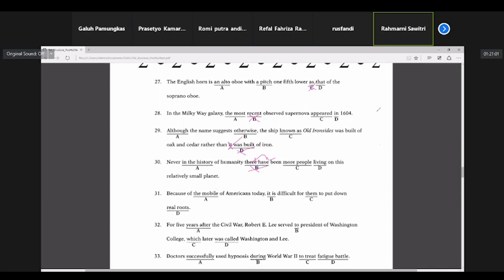And then number 31. Number 31 we have Naufal.